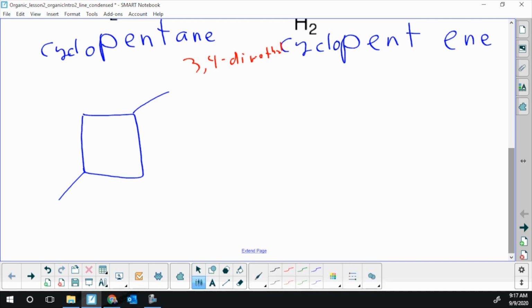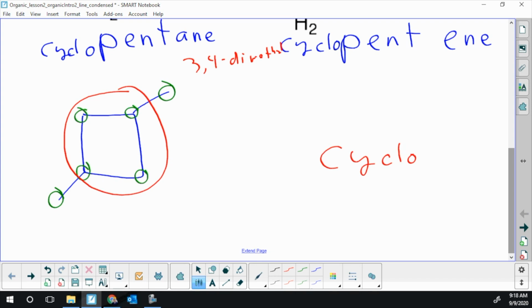If you don't see it right away, I encourage you to put a little circle at all the ends of the line segments. Okay, so that's the proper line structure. There's an end of a segment there, there, there, there, and there. There's a carbon at the end of any line segment. So we have our cyclo here, and there's 4 of them with all single bonds.